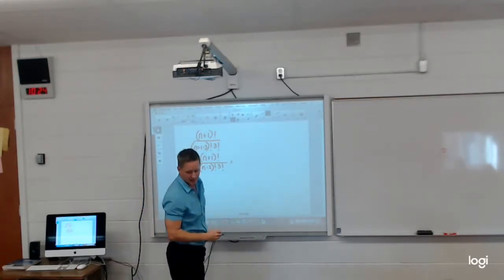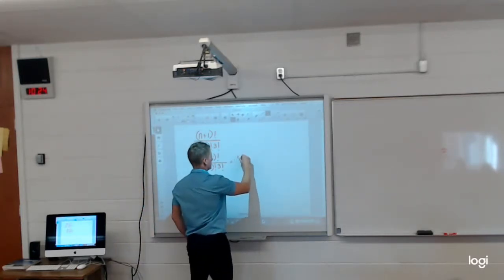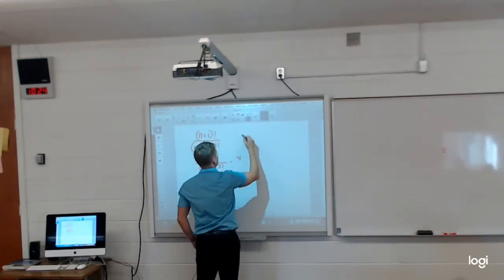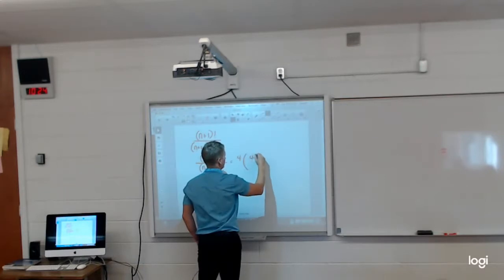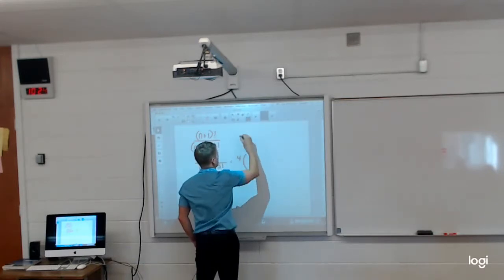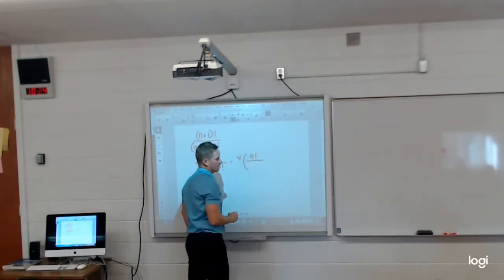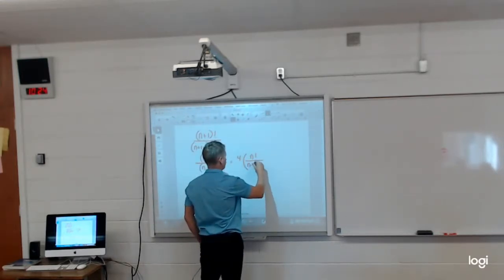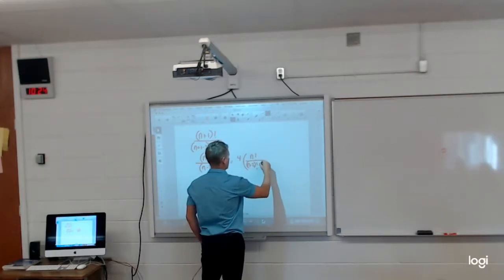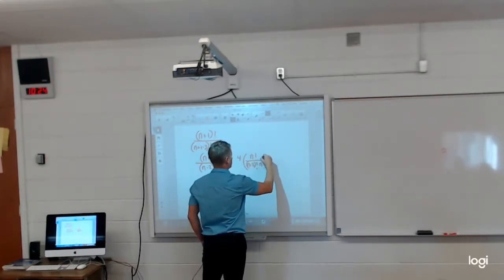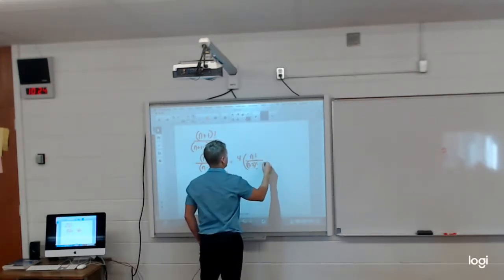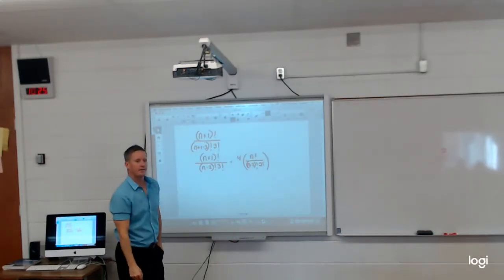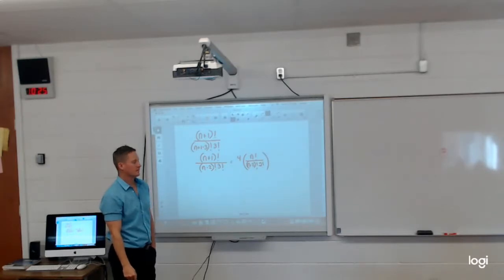Okay, and on the other side, I have 4 times the n factorial on top here. And I've got what? N minus 2 on the bottom. And n factorial like that. Oh, sorry, 2 factorial. I have that, right? Okay, so far?